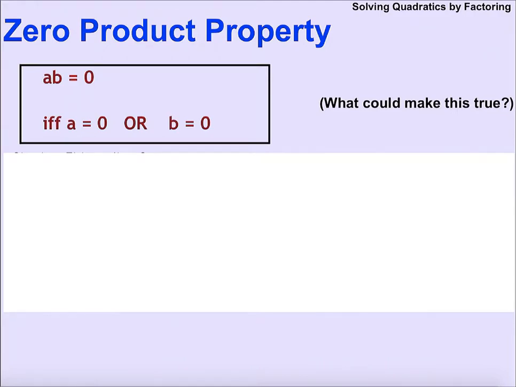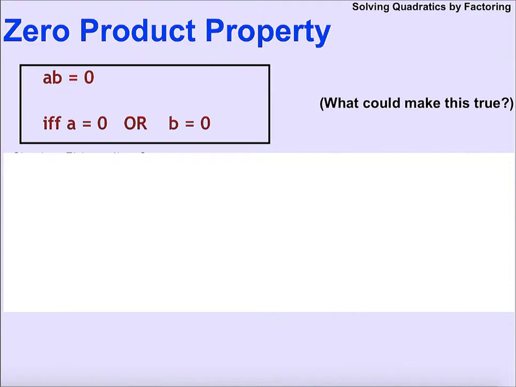This video is about a very important but also very simple property called the zero product property. We'll see what it means and we'll see how to use it to solve equations. So the zero product property is A times B equals 0, meaning any product, any two things that multiply together equals 0 if and only if either A is equal to 0 or B is equal to 0.